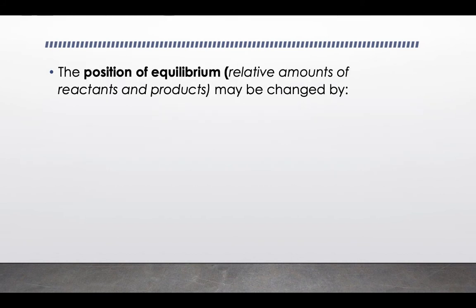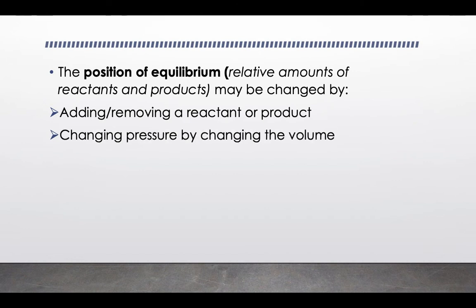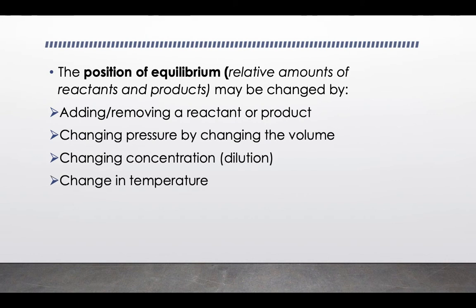Now let's look closer. There are different ways we could change the position of equilibrium to make it no longer equal. Okay? So we could add or remove a reactant or product. We could change pressure by changing the volume, or change concentration by diluting it, or change the temperature.